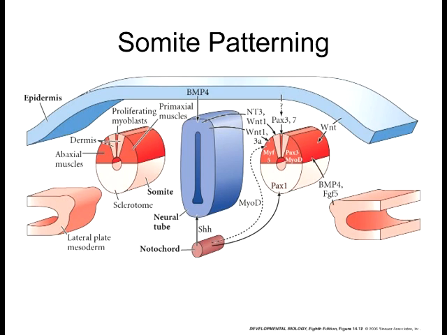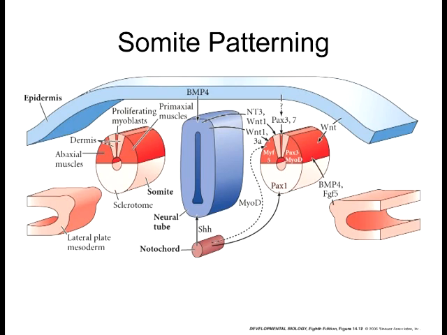One of the major inductive signals going on here is sonic hedgehog. Sonic hedgehog not only plays a key role in ventral patterning of the neural tube, but it also plays a key inductive role in making this region of the somite become cartilage and then bone, which is going to form the vertebral column. Okay, without sonic hedgehog, you don't get formation of any cartilage and bone.